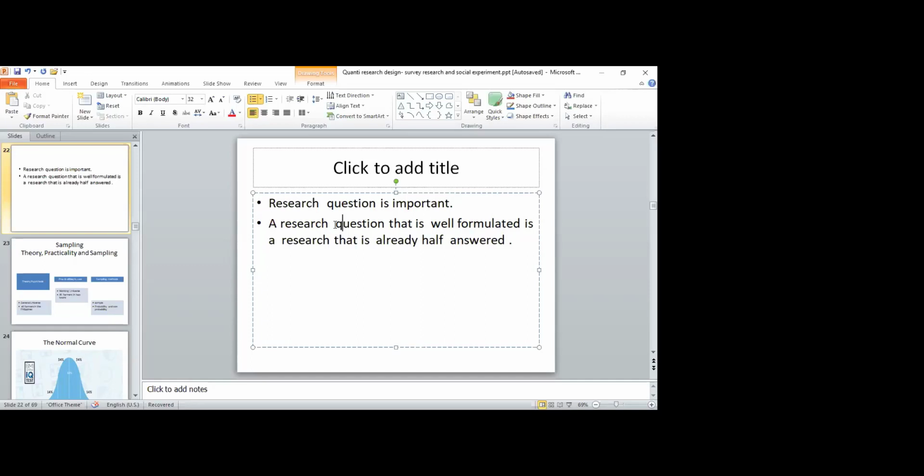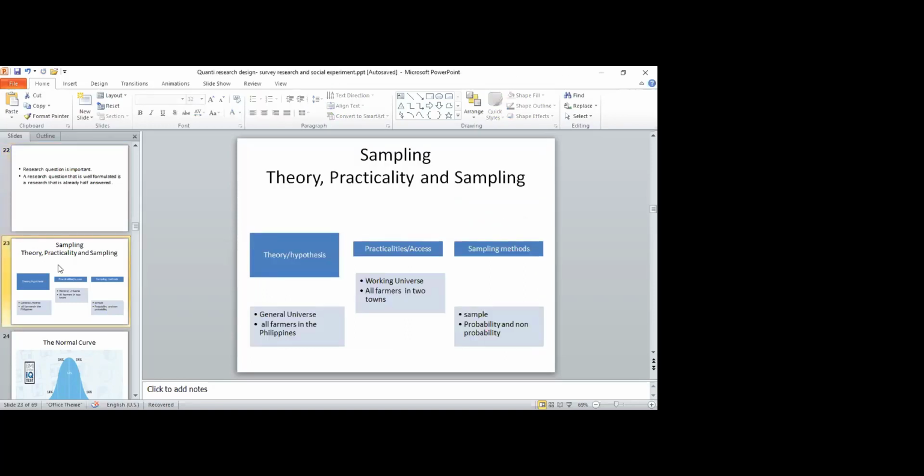What is the second important aspect of survey? Sampling. So we go now to sampling. Okay, sampling. We are now on the second aspect. For the theory, you wanted to sample all farmers. That is your universe: all farmers in the Philippines. In your case, all farmers in South Sudan. But you cannot do everything because it's not practical.